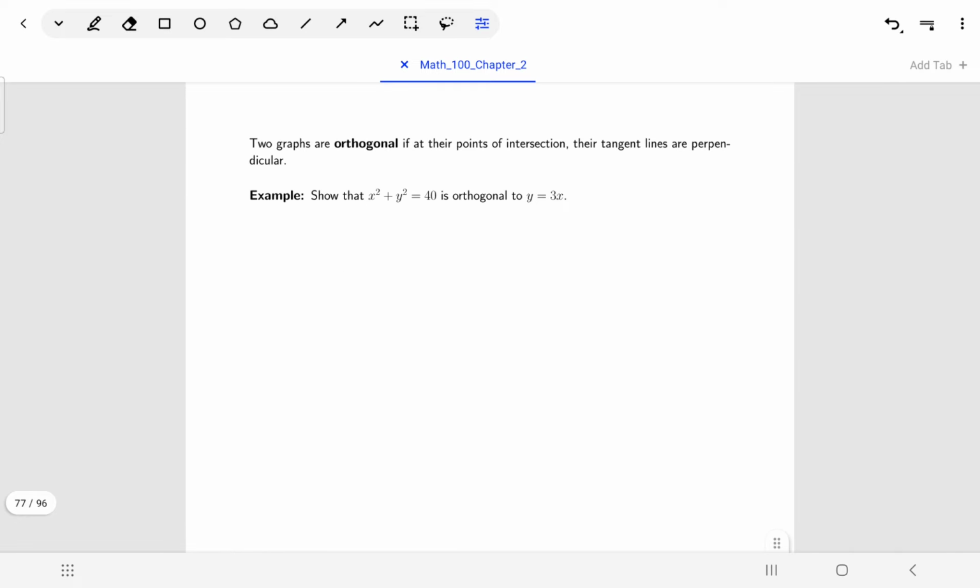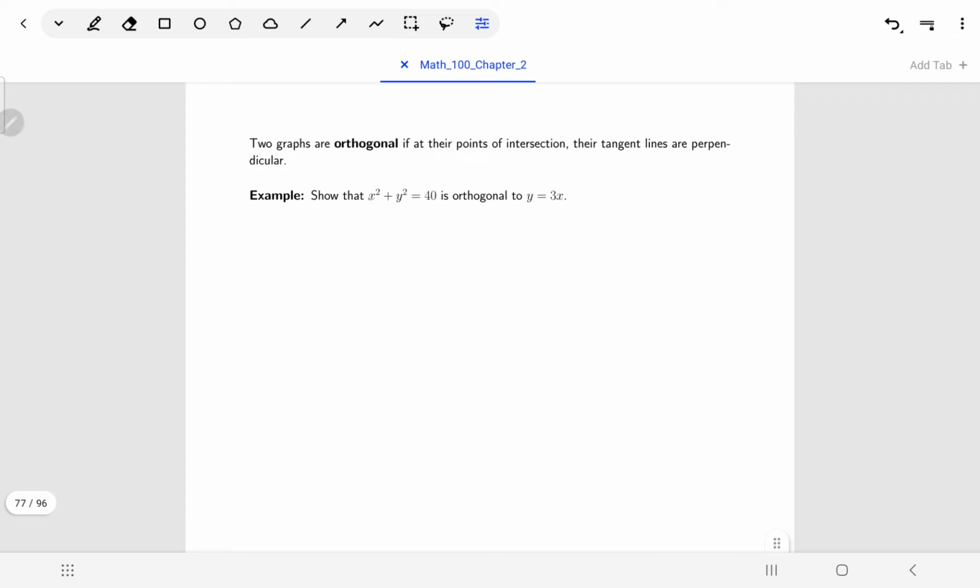Okay, the last little topic for us to look at is orthogonal graphs. Graphs that are orthogonal are ones that when they cross, they meet at a 90-degree angle. Or in other words, the tangent line for one function is perpendicular to the tangent line of the other function when the two things cross.